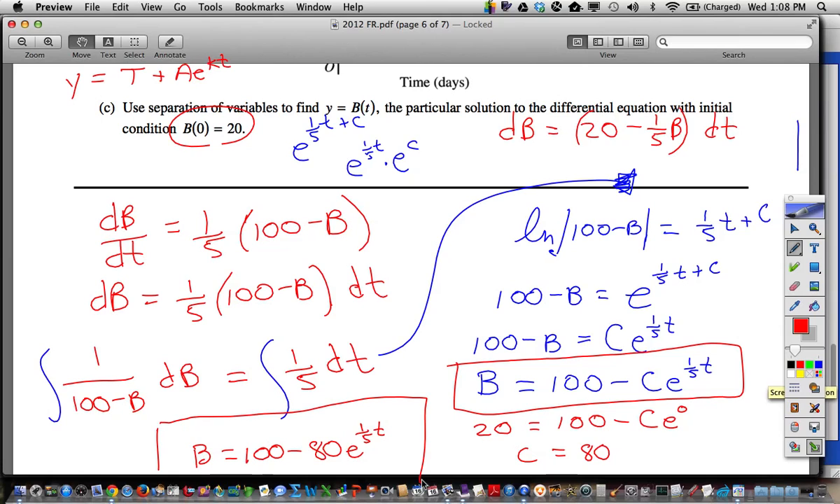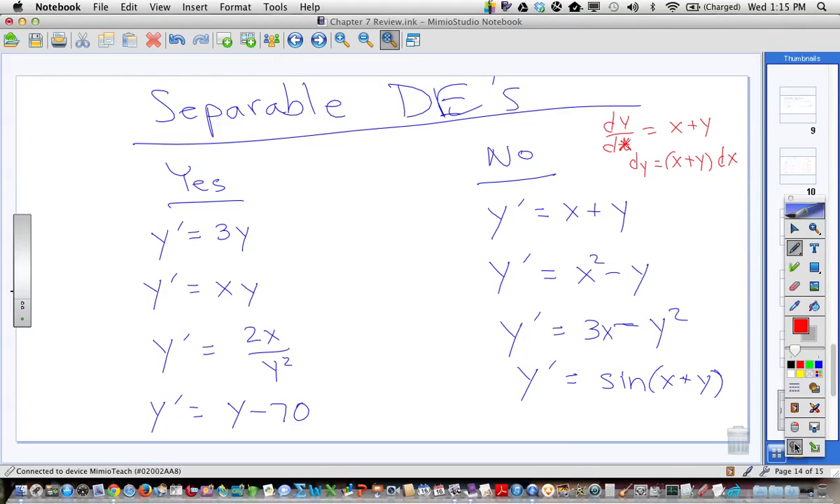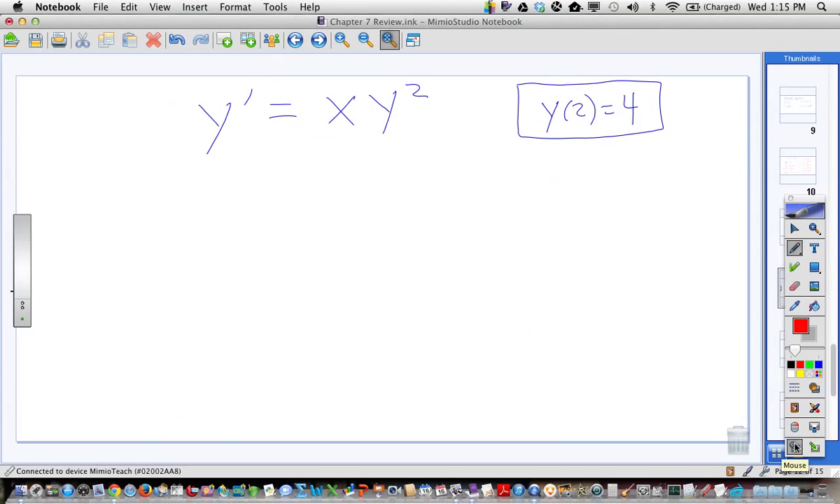All right, now, I'm going to let you try one here. You guys try that one right there. Again, it's got multiplication in it. You should be able to separate those variables, work together, help each other out. And then we'll go back into one of our sample packets and find one of those.